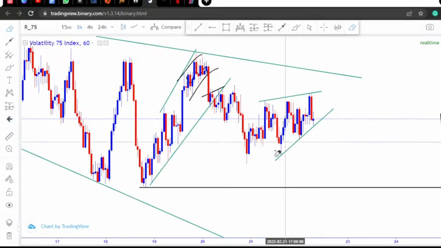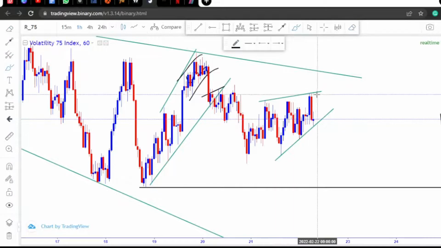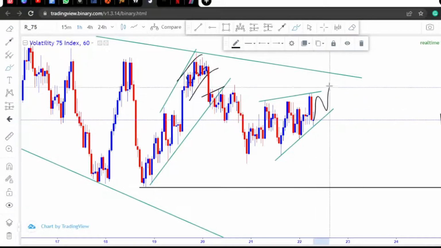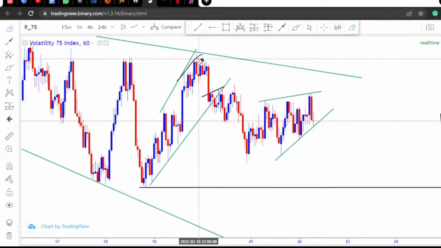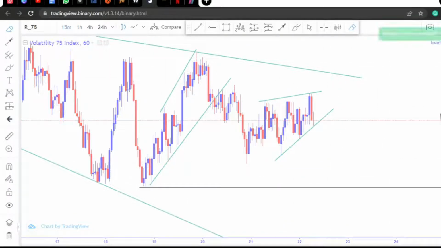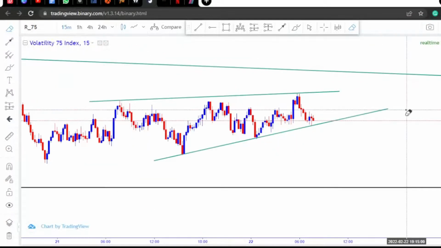So currently you can see that we are still in this pattern over here, and it's consolidating. It might consolidate before it goes down, but the overall move we are looking for is sells. I might take some buys, but not long term. Generally, I'm looking for sells to the downside. So let's go to the 15 minutes and see if there is something there for us.